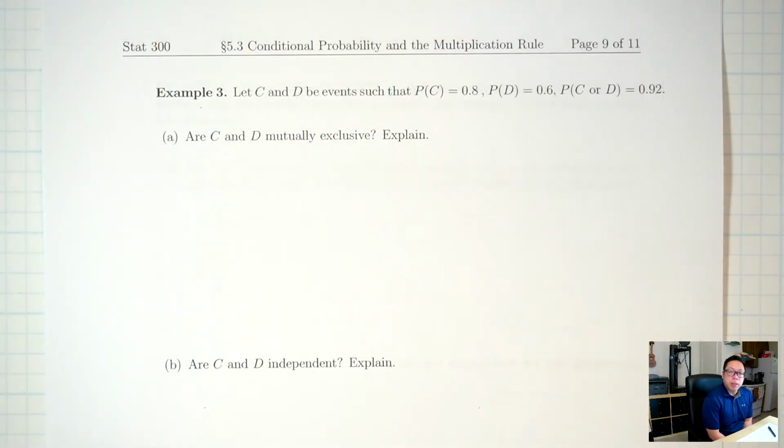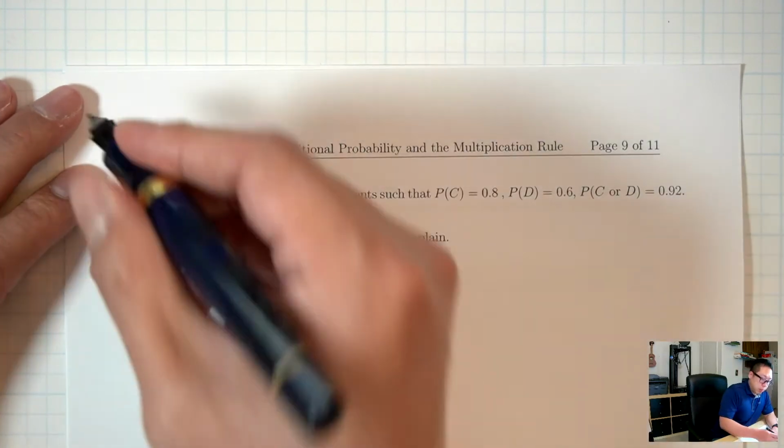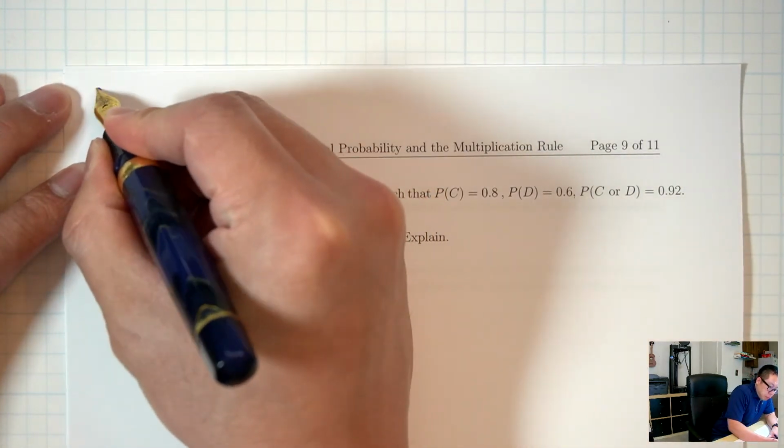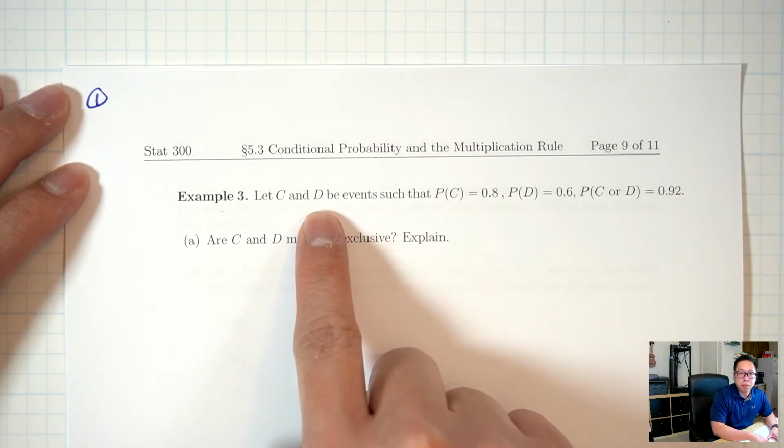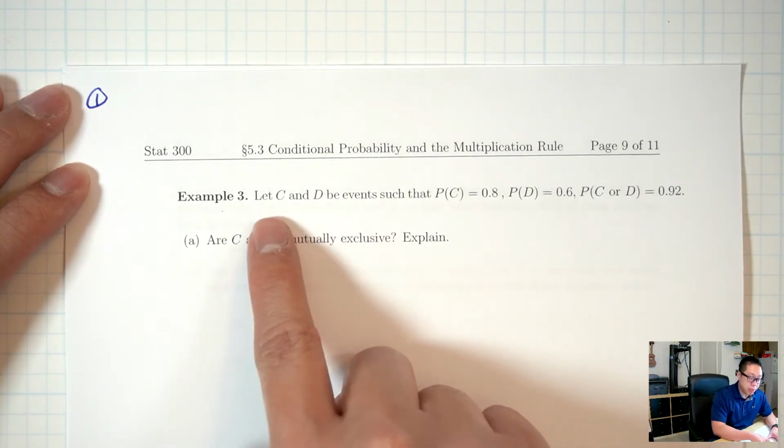Example 3. Let C and D be events such that P of C is 0.8, probability of D is 0.6, and probability of C or D is 0.92. We don't have a table, so I need to rely on those 3 formulas. Let me rewrite them here. And I'm going to rewrite them using C's and D's, so instead of the A's and B's in the original, I'm going to rewrite them with C's and D's.